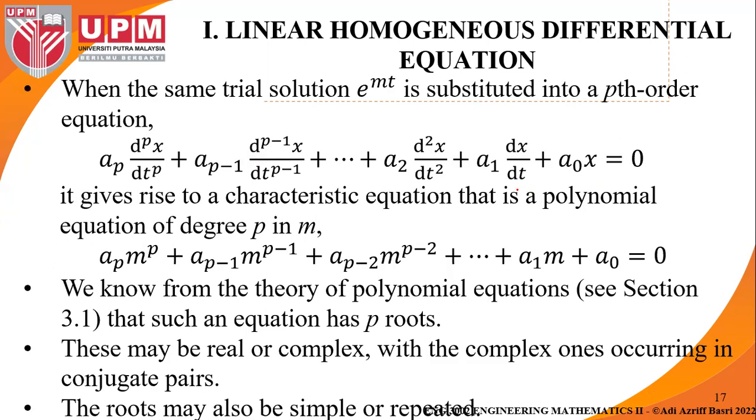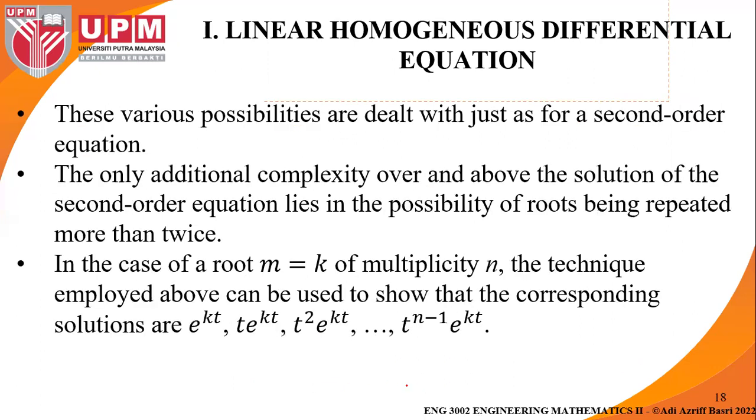Next, when the same trial solution e^(mt) is substituted into a pth order equation, it will be something like this. It gives a characteristic equation that is a polynomial equation of degree p in m. So we know from the theory of polynomial equations that such an equation has p roots. These may be real, or complex with complex ones in conjugate pairs, and the roots may also be simple or repeated. So these various possibilities are dealt with just as in second order equations.